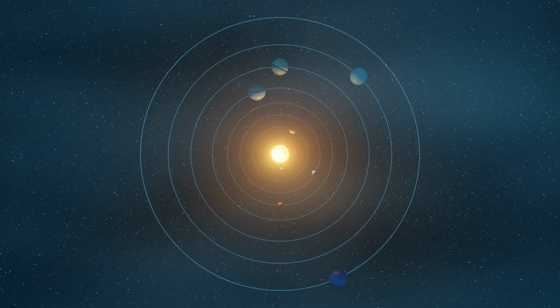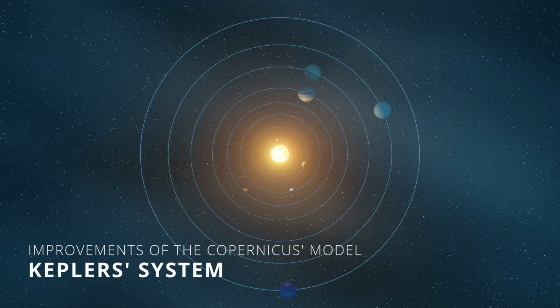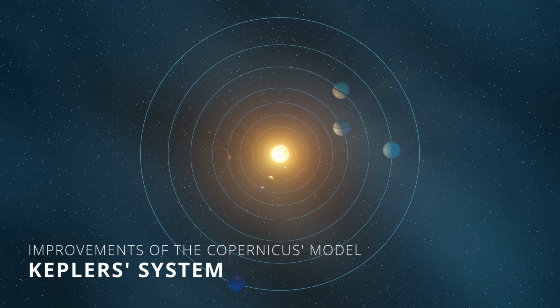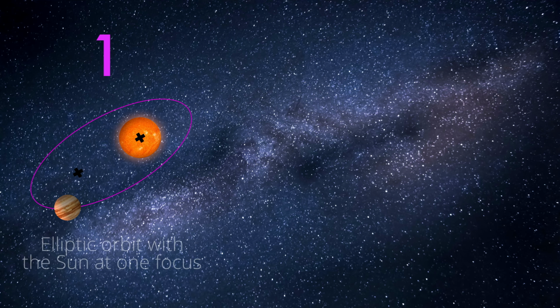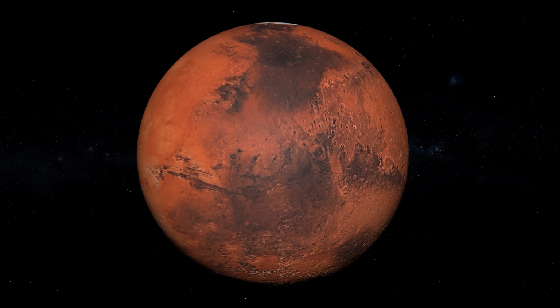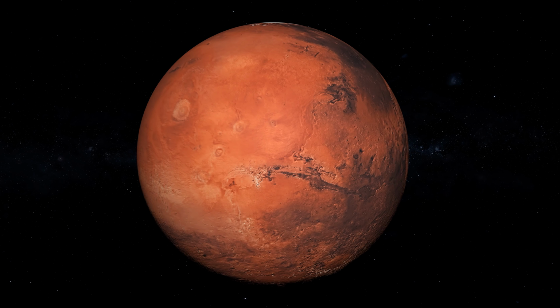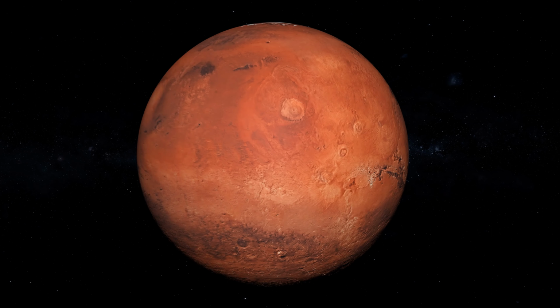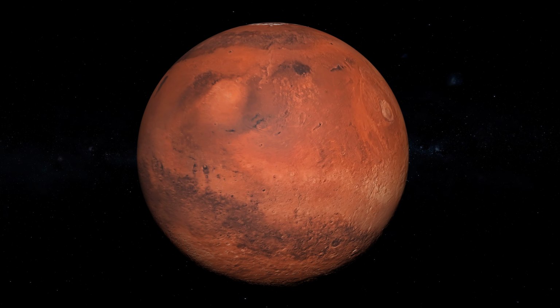Kepler agreed with the Copernicus model but proposed some improvements, the first one known as the law of ellipses. This first law states that planets move around the Sun in elliptical orbits, with the Sun at one focus. This law results from calculations of the Mars orbit, which then helped Kepler to infer that other planets in the solar system orbit in an ellipse.